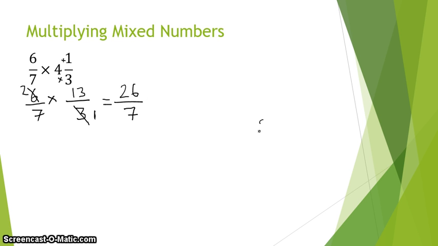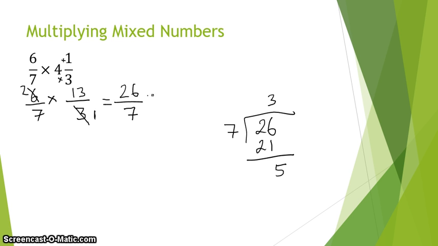So we're going to do 26 divided by 7. And 7 goes into 26 3 times because 3 times 7 is 21. And then I'm going to subtract this. So 6 minus 1 is 5. Now I have all of the components that I need.